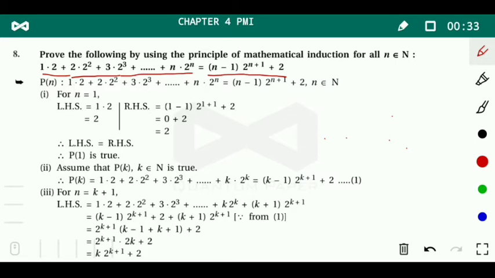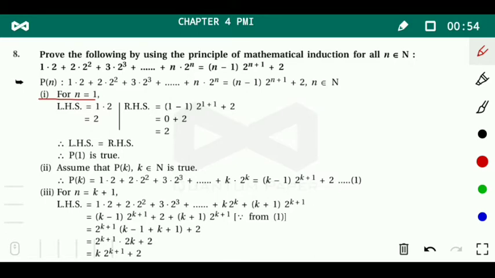Okay, so it's very easy to prove. We have to prove by using PMI. It means we have to check for n equal to 1, and then we have to prove for n equal to k plus 1 if P of k is true. So now see, first step is for n equals to 1.